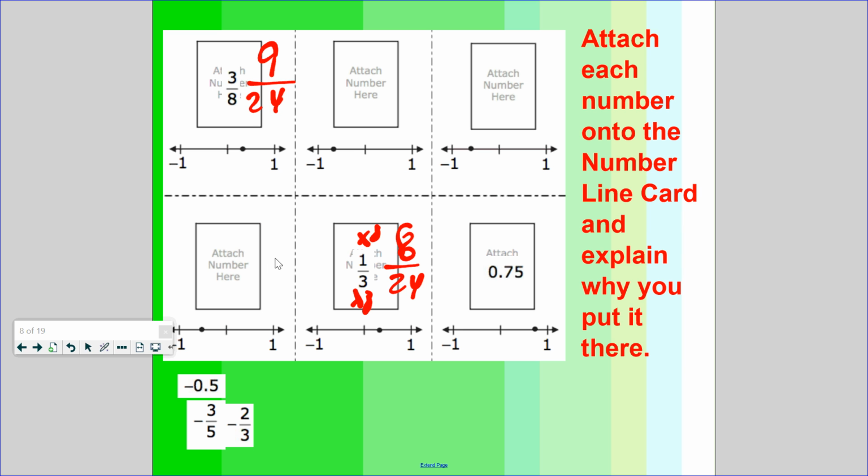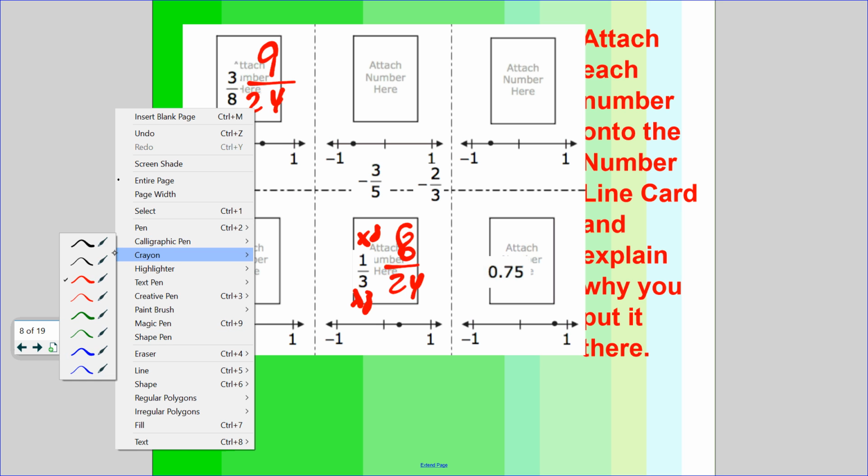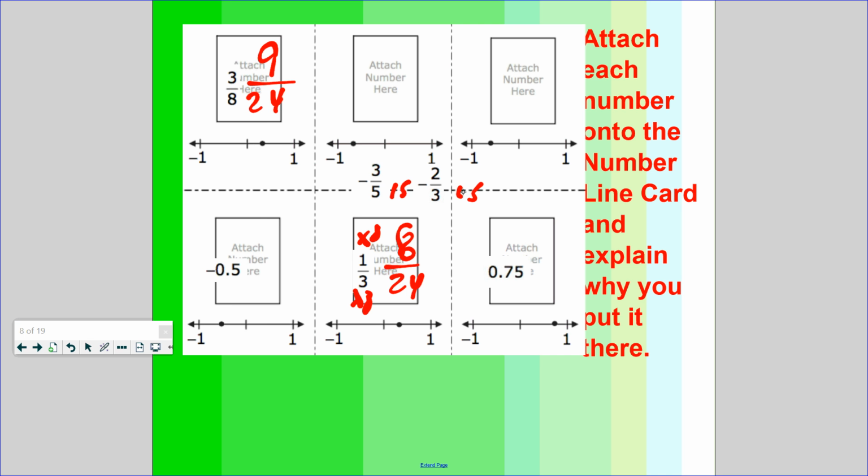Next one, negatives. Let's see. This one looks like it's right in between, halfway between 0 and, oh, so it's this one. And last but not least, which one would it be? This one looks closer to -1 than this one. So let's find a common denominator here. What is a common denominator between 5 and 3? 15. Times 3 times 3, that's -9. Times 5 times 5, that's -10.